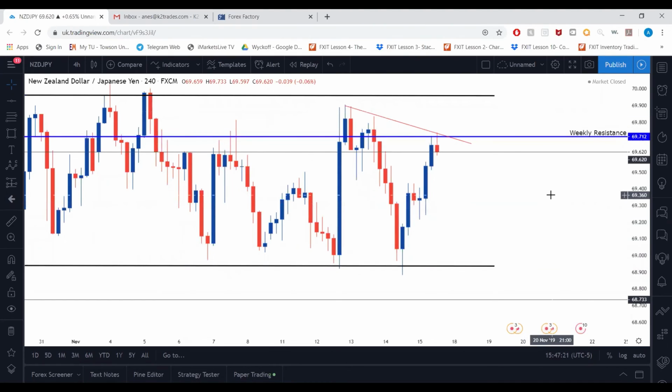Well, it's JPY. Actually, because we're looking for GJ sells to test that top of the channel again, let's hope for a JPY gap to the upside. Right. And then we can look for those sells on GJ and NJ. GBP NZD, let's do it.